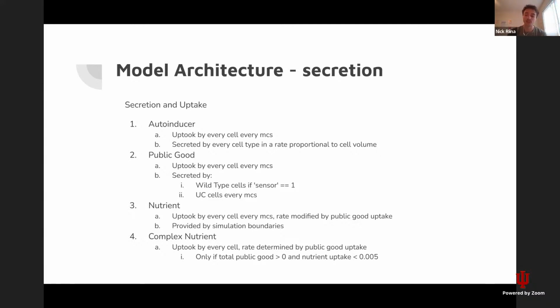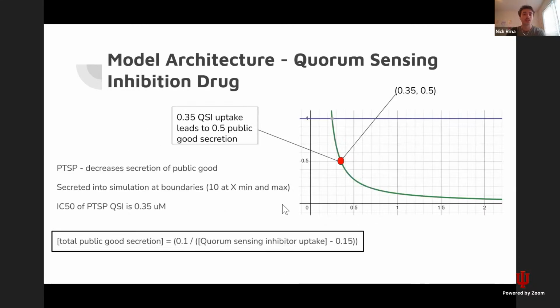Yes, so only if you have public good, that's what this part is. The quorum sensing inhibiting drug that we were modeling here is called PTSP. What it does in our simulation, and also in real life biology, is it decreases the secretion of a public good. The IC50 refers to the concentration at which PTSP has 50% of its inhibitory effect, the half maximal inhibitory concentration, is how I remember it. And for PTSP, it's 0.35 micromoles. And here we modeled that.